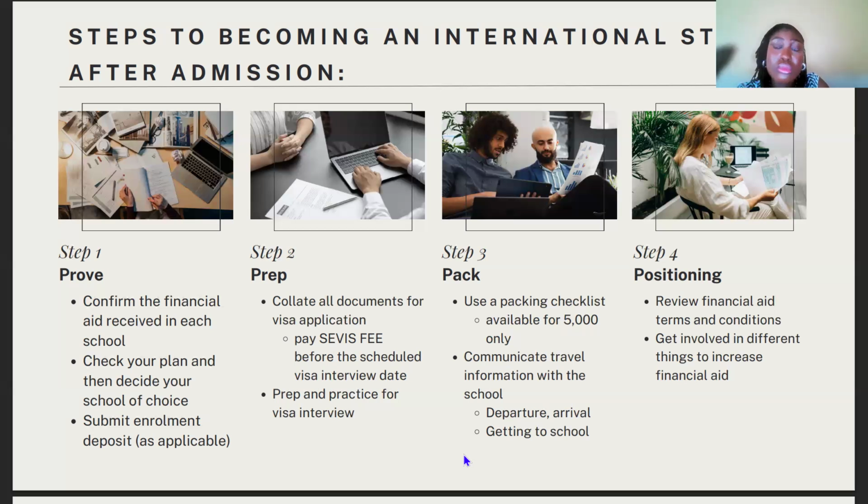Also, ask them, can this be decreased? Even if you perform, so let's say they tell you to maintain a 3.0 GPA and you come and you are on a 4.0. So the US maintains 4.0 out of 4.0, and that is where you're at. You can actually ask them to review your financial aid and see if it can be increased.